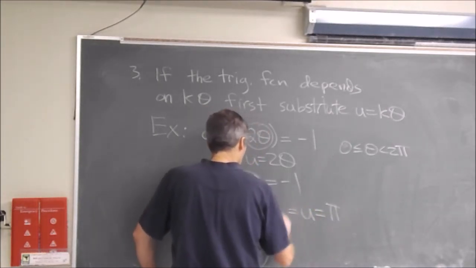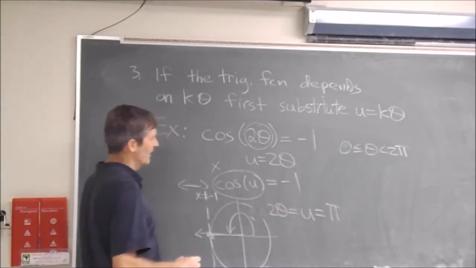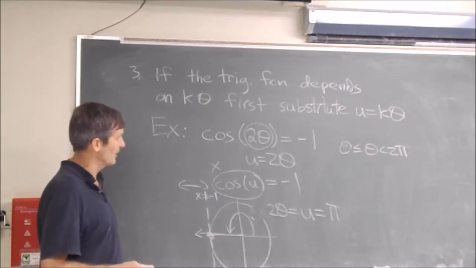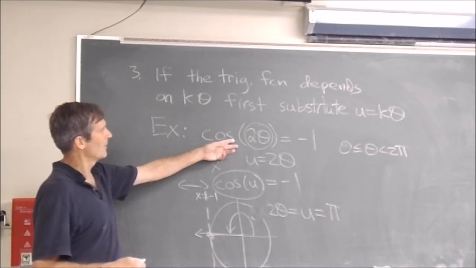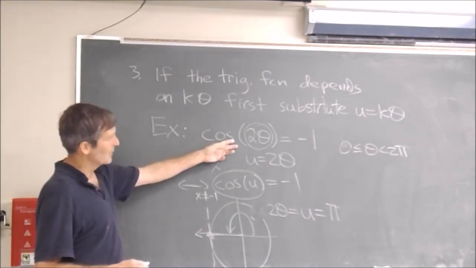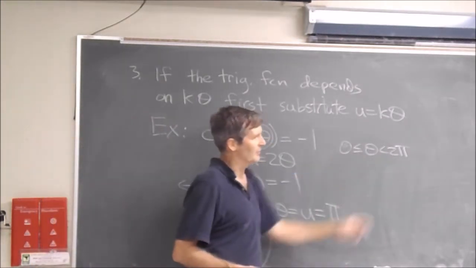Where u was 2 theta. Now here's the trick. That looks like theta equals pi over 2 is the only solution, but it's not, right? Even though we're not looking for all solutions, we will initially try and find all solutions and then throw out the ones that aren't between 0 and 2 pi in this problem.